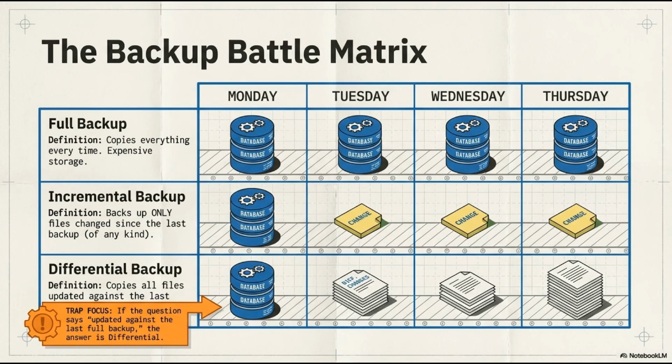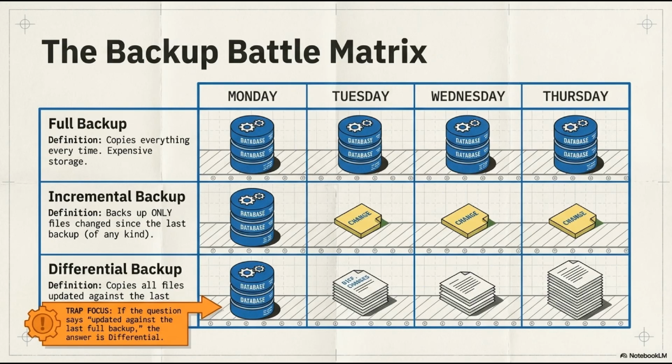Why use differential if it just keeps ballooning in size? It's a calculated trade-off between backup speed and restore speed. How so? Well, incremental is really fast to back up each night, but think about the recovery. If the server explodes on Thursday, to restore it, you have to load Monday's full backup, then Tuesday's piece, then Wednesday's piece, then Thursday's piece. Wow, that's a lot of steps. And if even one of those links in the chain is corrupted, the rest of the data is totally useless.